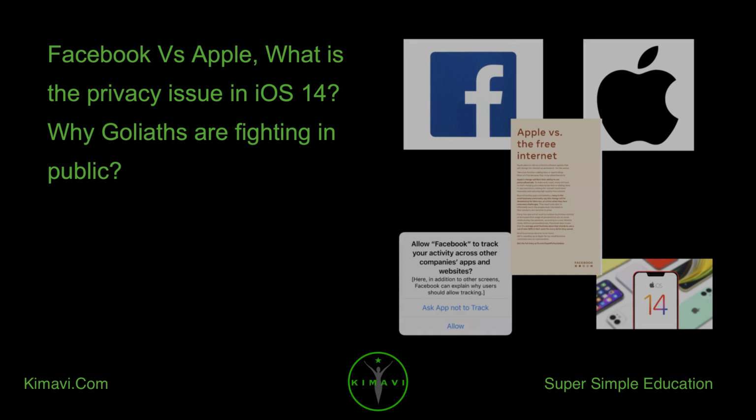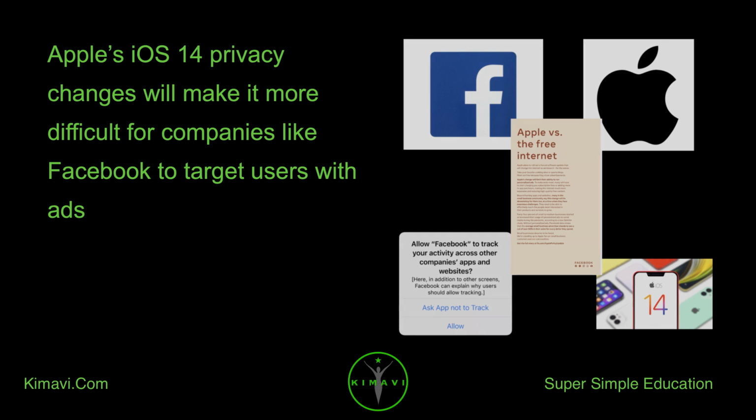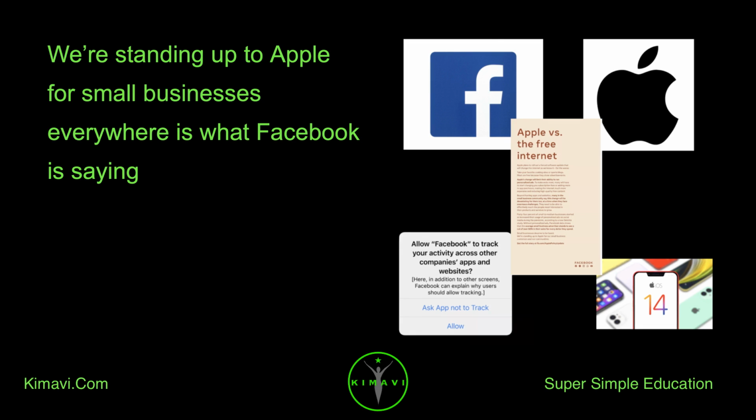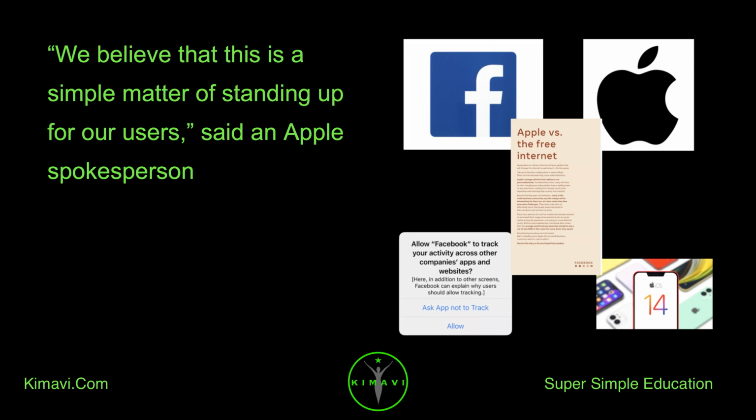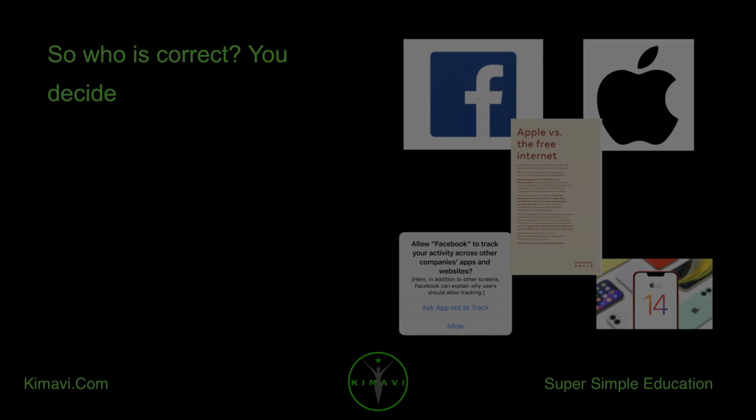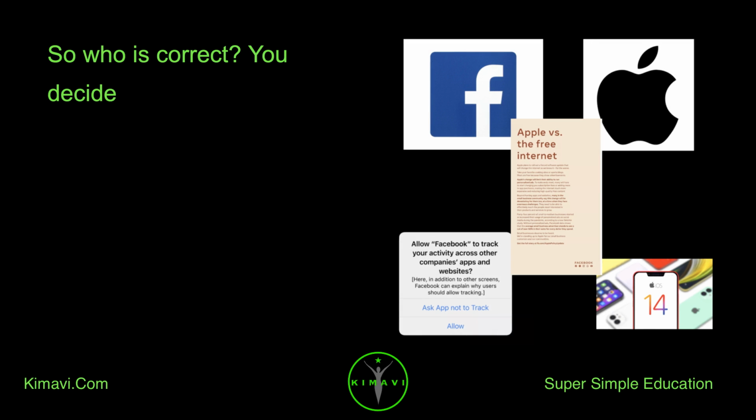Facebook versus Apple. What is the privacy issue in iOS 14? Why Goliaths are fighting in public. Apple's iOS 14 privacy changes will make it more difficult for companies like Facebook to target users with ads. "We're standing up to Apple for small businesses everywhere," is what Facebook is saying. "We believe that this is a simple matter of standing up for our users," said an Apple spokesperson. So who is correct? You decide.